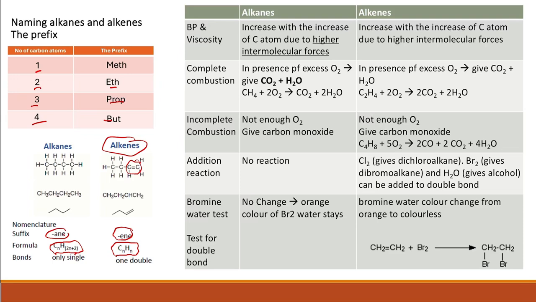Now let's look at the different physical and chemical properties and compare between them. So first of all, the boiling point and viscosity. For both alkanes and alkenes, there will be an increase in the boiling points and viscosity with the increase in the carbon atoms in the chain. And this is because increasing the carbon atoms in the chain means there is an increase in the intermolecular forces of attraction between the molecules. So you will need higher energy to break these bonds, and so the boiling point and also the viscosity will increase.